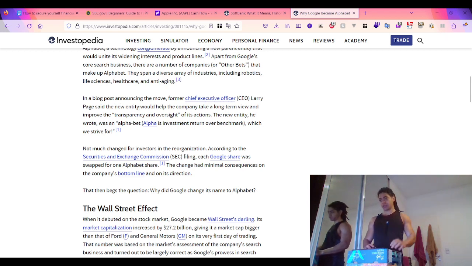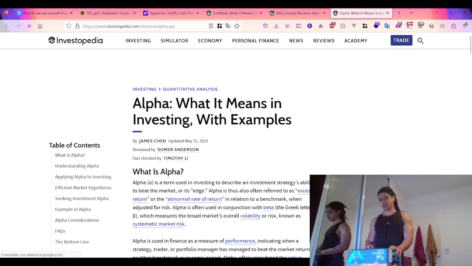That the new entity will help the company take a long-term view and improve the transparency and oversight of its actions. The new entity, he wrote, was an Alphabet. Okay, pun intended. Alphabet. Alpha is an investment return over a benchmark, which we strive for. Alpha, what it means in investing.